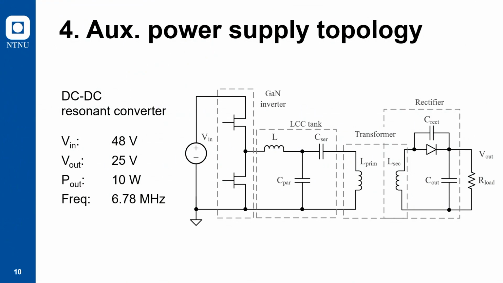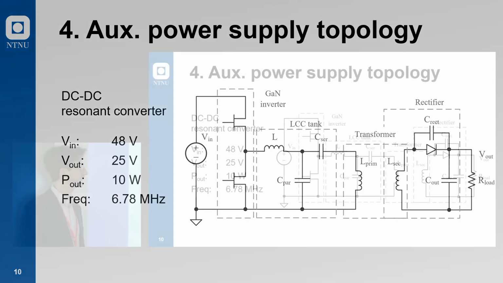So it's a DC-DC resonant converter. We have a common DC input voltage of 48 volts. We have an output voltage that's relevant for driving silicon carbide MOSFETs. The power requirement is approximately that for a full bridge setup, and the frequency as described. So we have a gallium nitride inverter, packaged inside the same IC with the drivers, making it very compact.